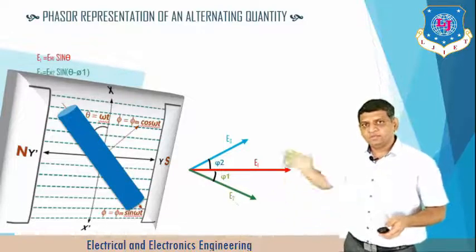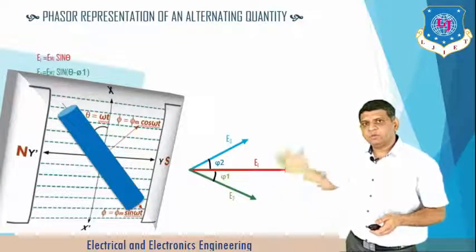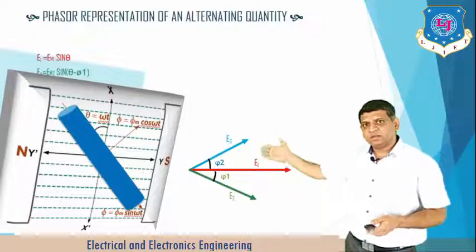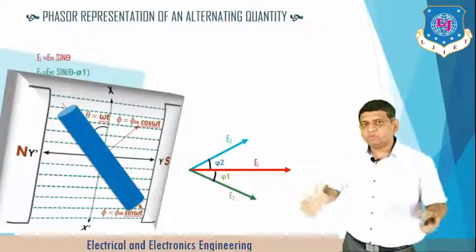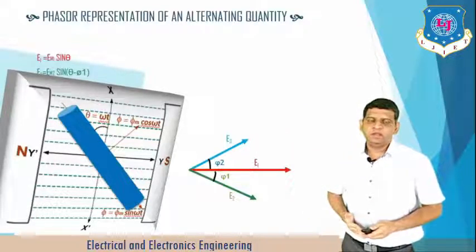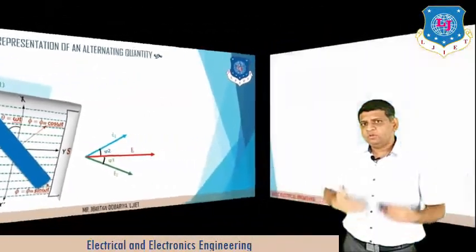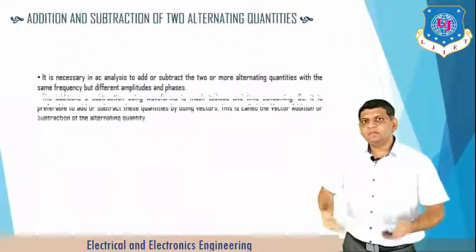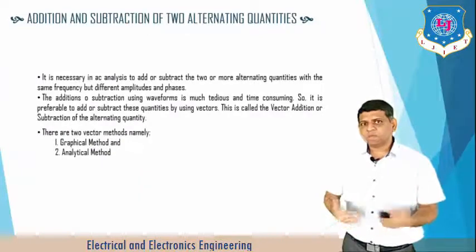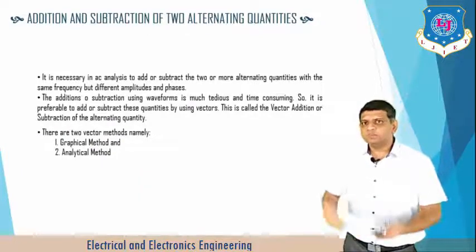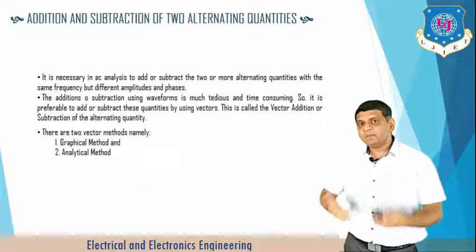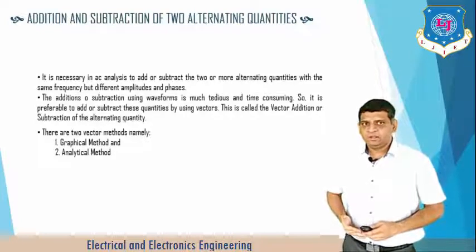So you imagine this particular phasor diagram, these vectors moving in anti-clockwise direction between two magnets, right? This is the phasor representation of any alternating quantity. Now, what are the different methods to represent these vectors? Here we can consider two important methods. One method is called the graphical method, and another method we define as the analytical method, right?